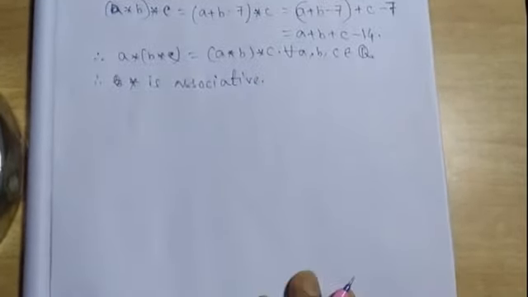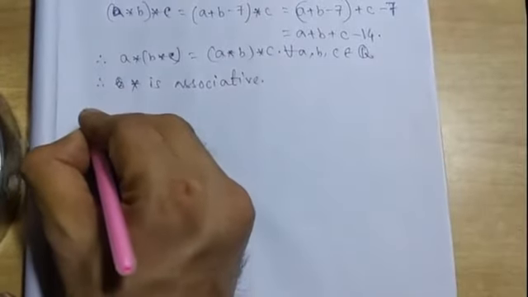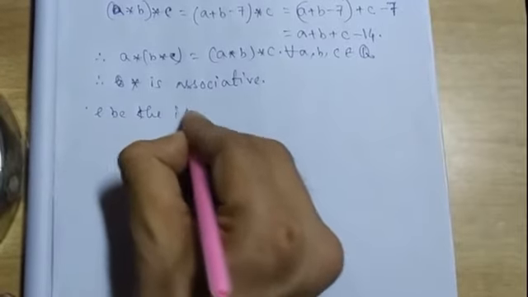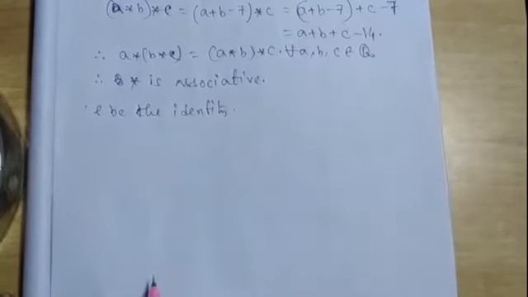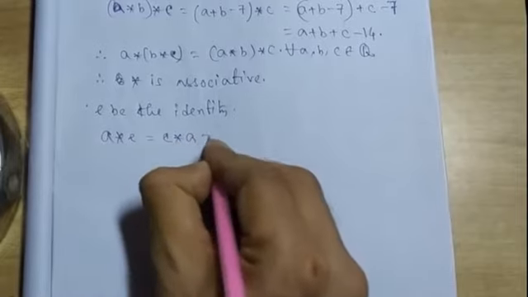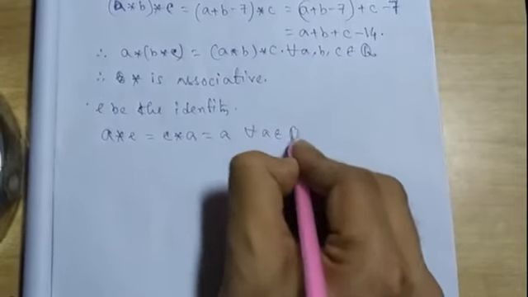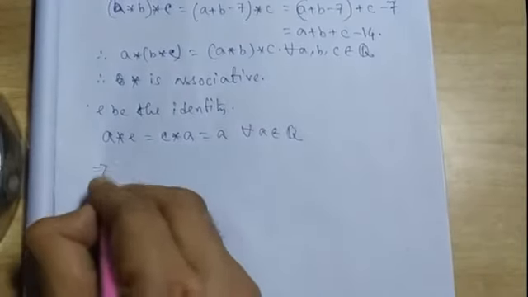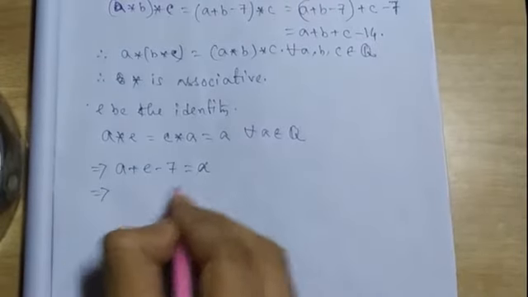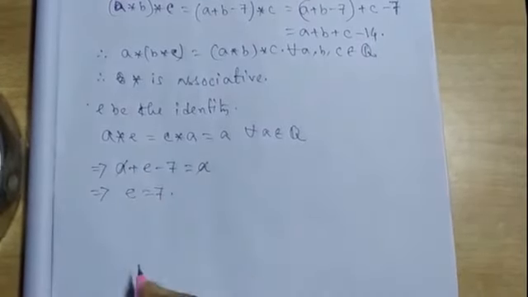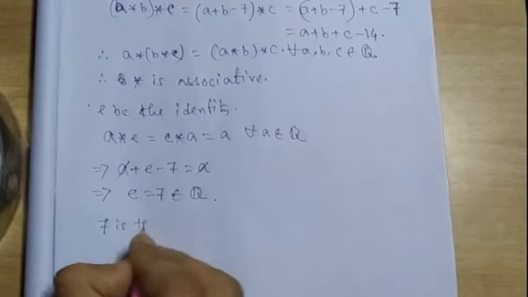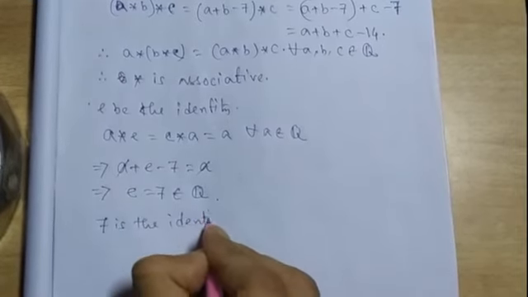Now for the identity, what we will do? Again, we will consider that E is the identity element. Then what will happen? We can say A star E equals E star A equals A for all A belonging to Q, and that gives A plus E minus 7 equal to A. So cancelling out A and A, we get E equal to 7, and that belongs to Q. So clearly we can say 7 is the identity element.